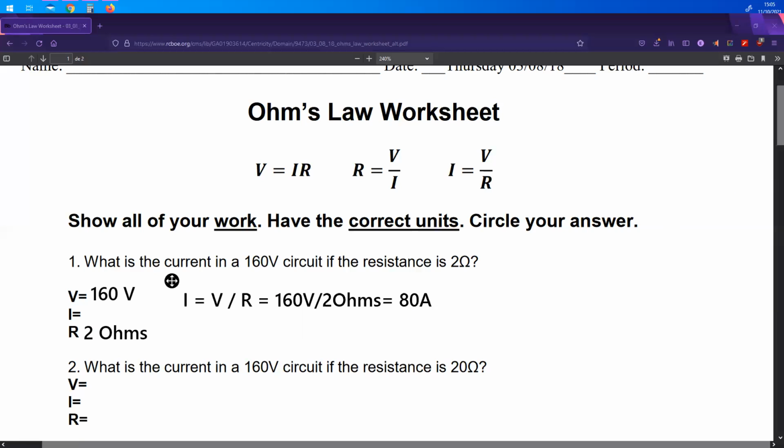Voltage divided by resistance. 160 divided by 2 for the 80 amperes or amps. 80 amps, I'm sorry. So 160 volts divided by 2 ohms, 80 amps. Okay, this is the first one.